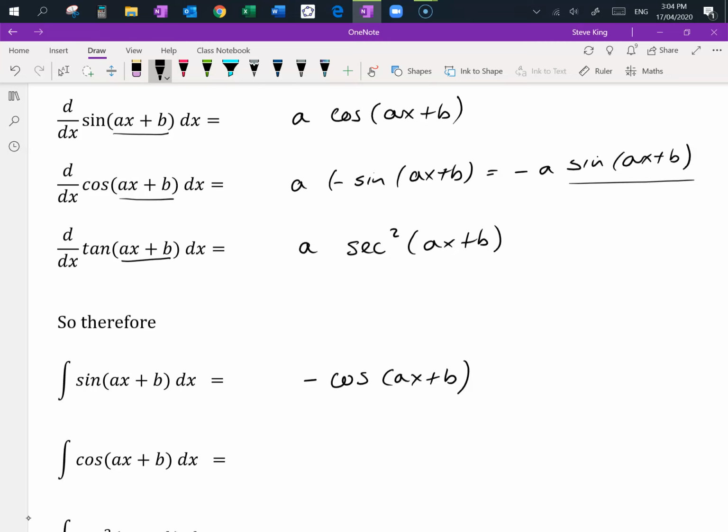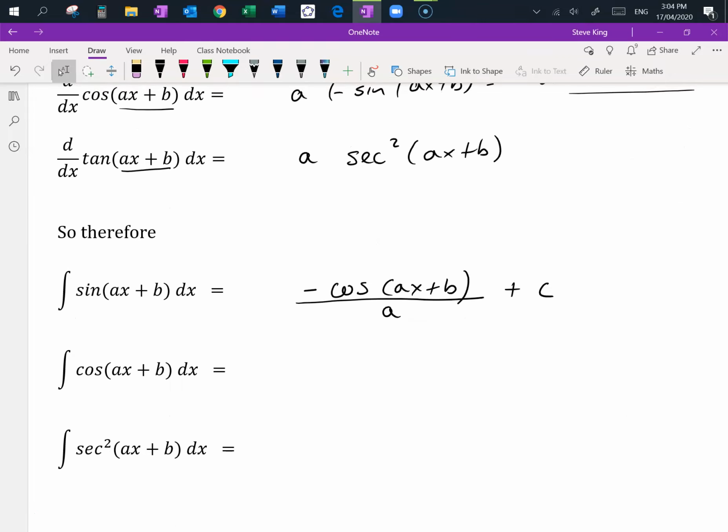Also, if I derive minus cos of ax plus b, I'm going to end up with a sine of ax plus b, and I don't have an a in front of there, so I'm going to have to put all of this over a. And then obviously I have to add the c on afterwards.